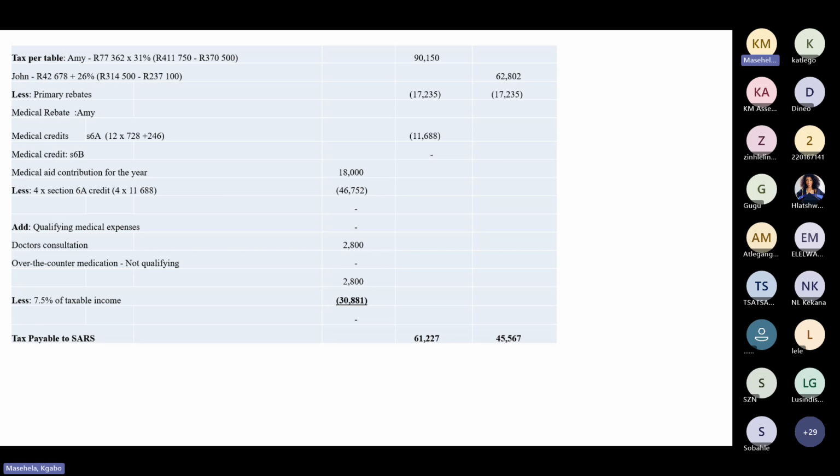And at the end, if they say tax payable, you need to say tax payable. That is a principle because you are answering the question. Tax payable or tax liability. You cannot say taxable income, because we've already calculated the taxable income. It's no longer taxable income, it's a tax liability, because you have taken all the tax rates into account, the primary rebate, and the medical into account. Those are principles, guys.